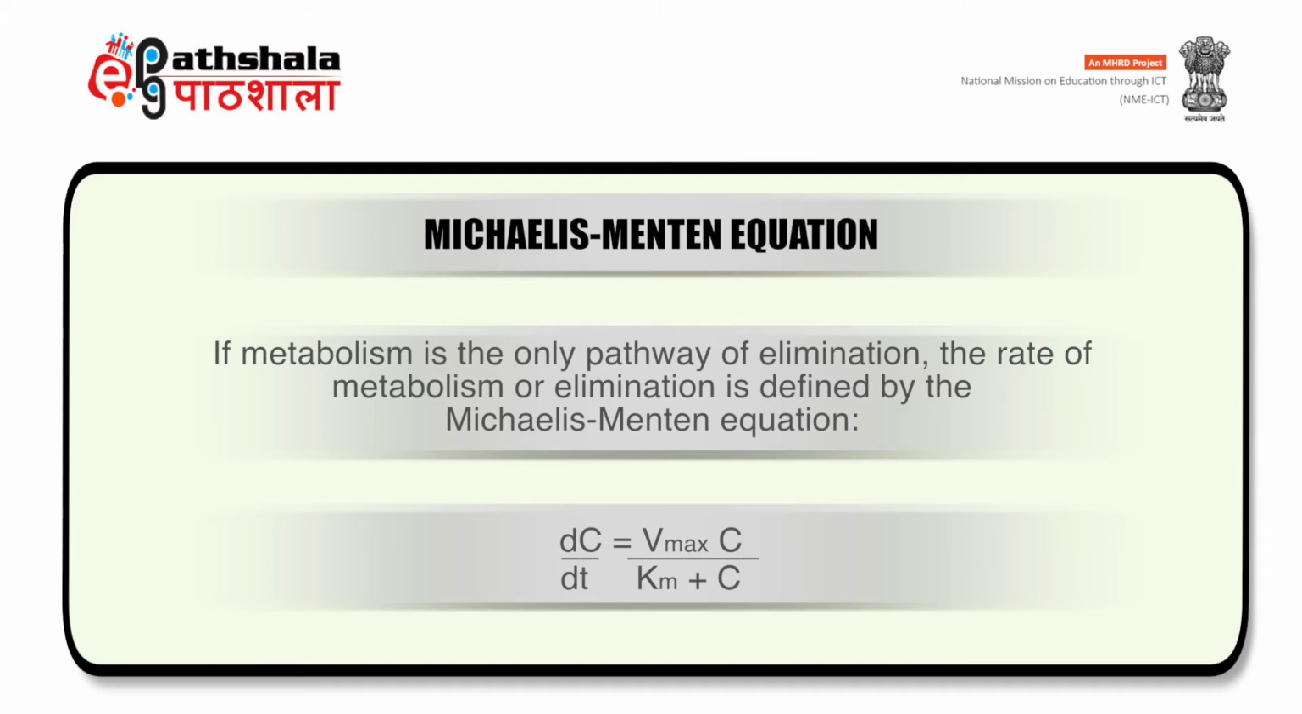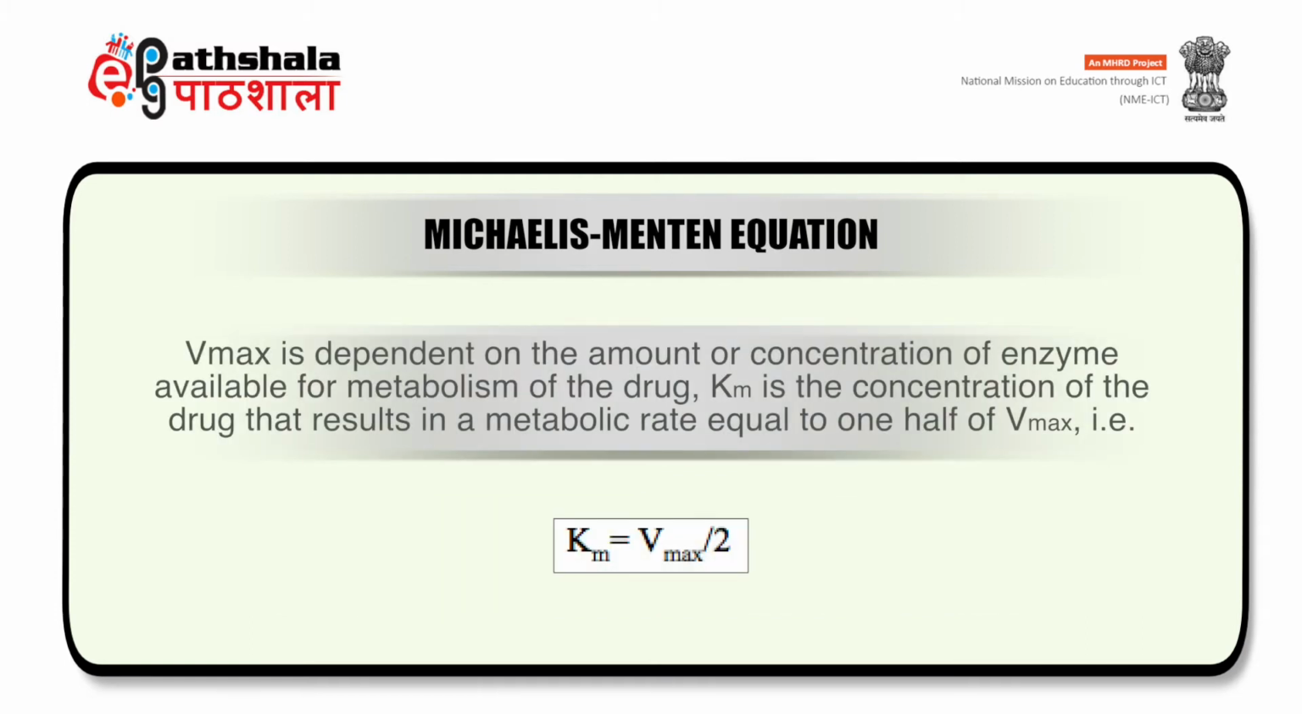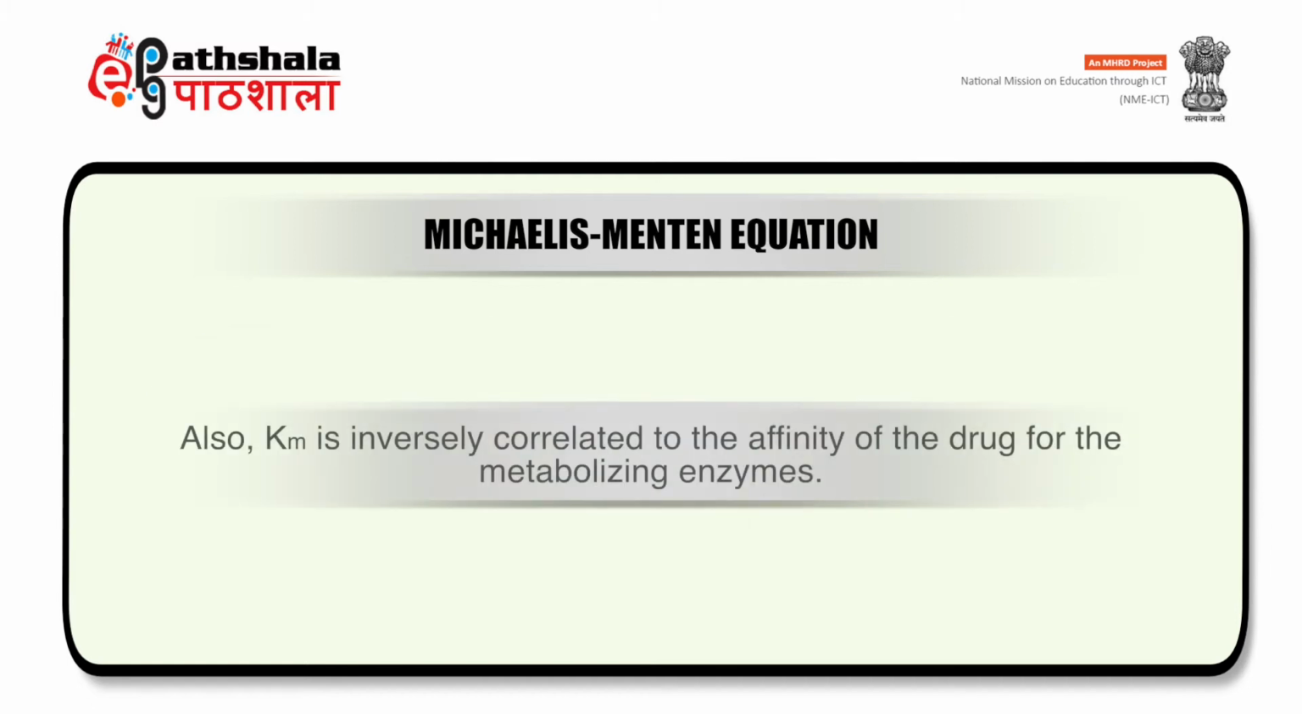The Vmax describes the maximum rate of metabolism, Km as defined earlier is the Michaelis-Menten constant, and C corresponds to the drug concentration. Vmax is dependent on the amount or concentration of enzyme which is available for metabolism of the drug. Km is the concentration of the drug that results in a metabolic rate equal to 1/2 of Vmax. That is, the Km, the Michaelis-Menten constant, is equal to Vmax divided by 2. Also, Km is inversely correlated to the affinity of the drug for the metabolizing enzymes.